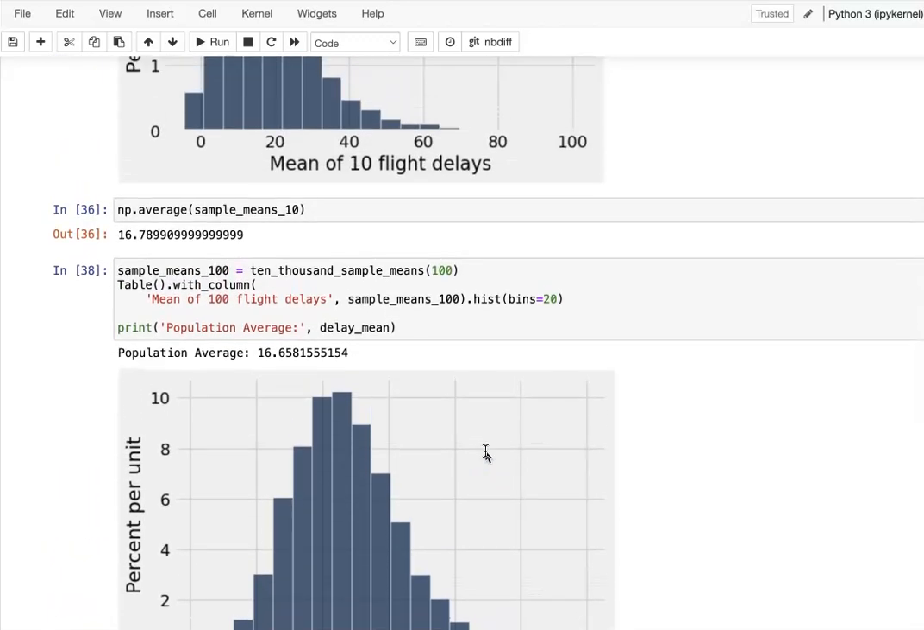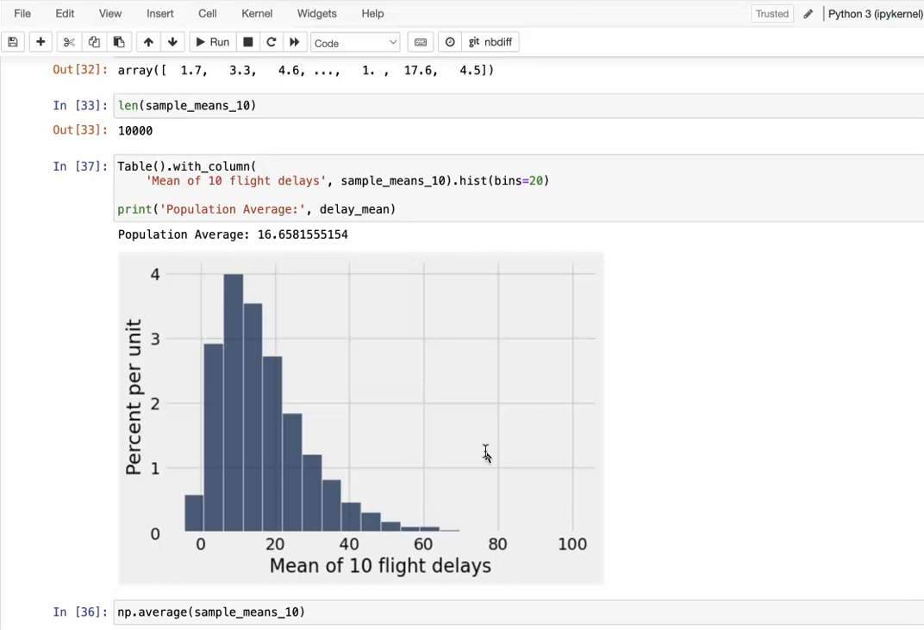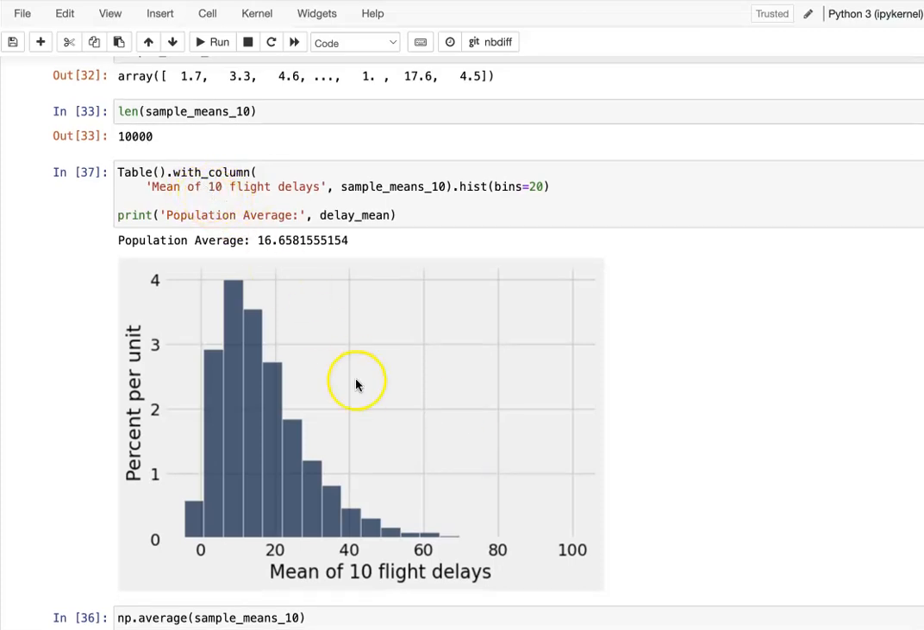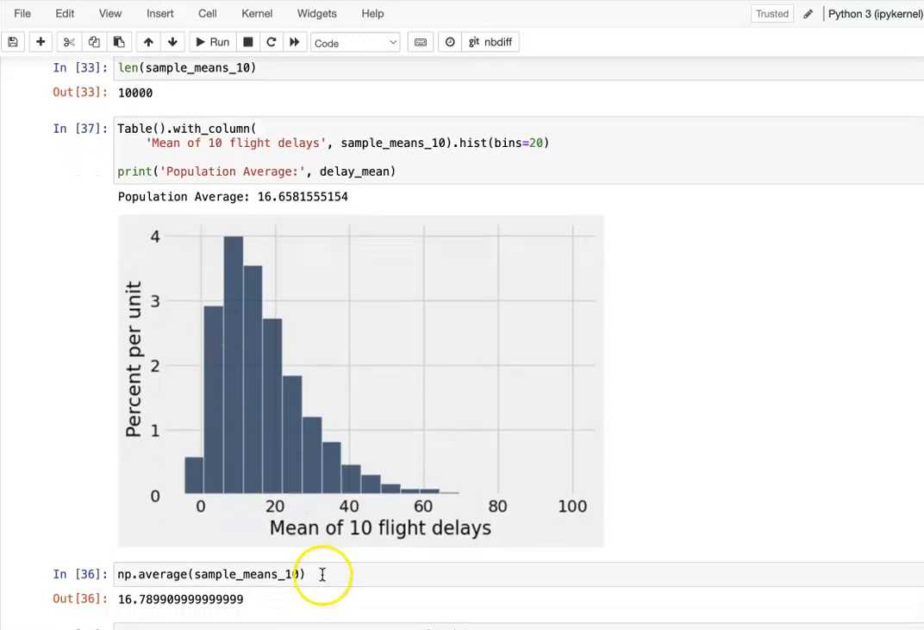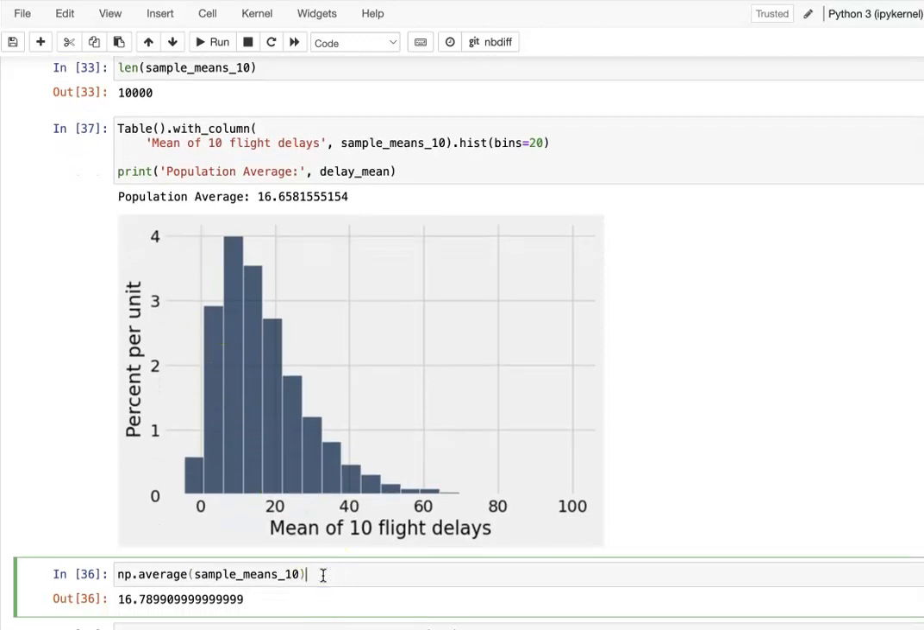At the end of the last video, I also showed you what happens if we change the sample size to 10. You can see that with a sample size of 10, the shape is not really symmetric, and the average goes toward the right. It's not easy for us to guess the average from the distribution. Even so, when we run it, the average is about 16.79. It's not too far from our population result.